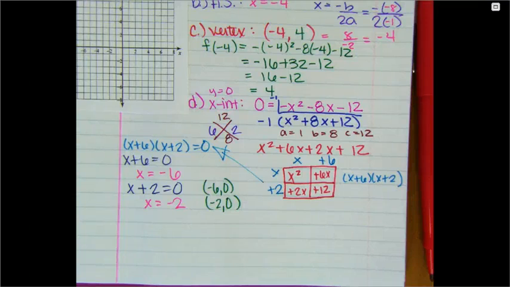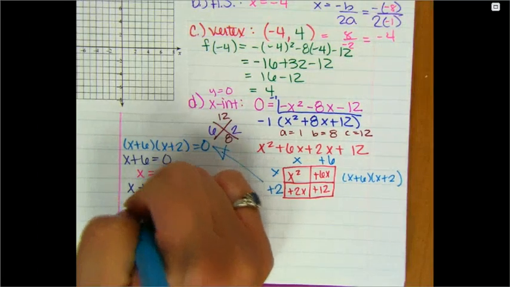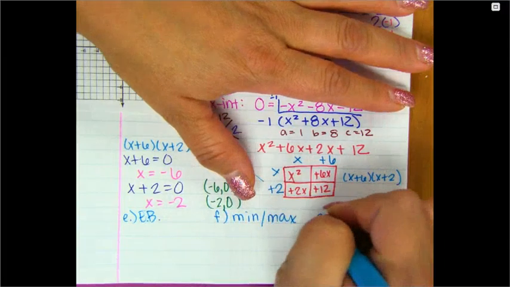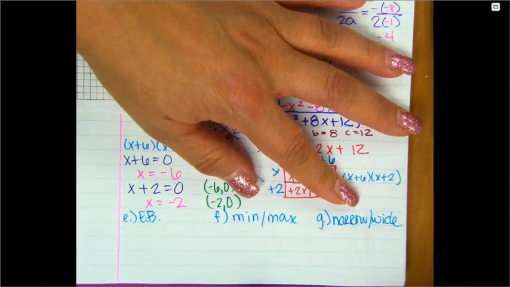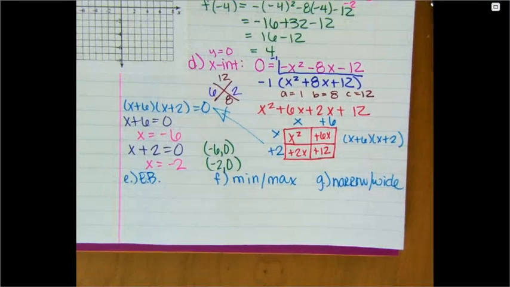All of that's revealed. All right, right now you're going to do E, F, and G. E asks for end behavior. F asks if it's a min or a max. And G asks if it's narrow or wide. And then check with the person next to you, see if you have the same answers. End behavior, min, max, narrow, or wide.